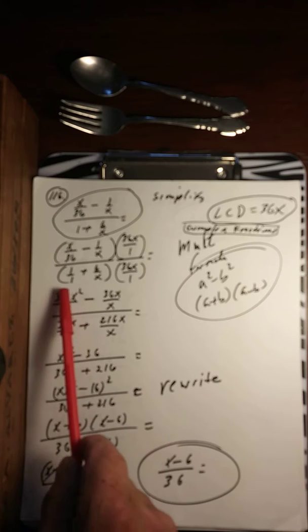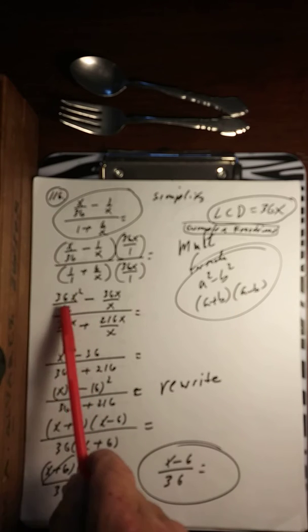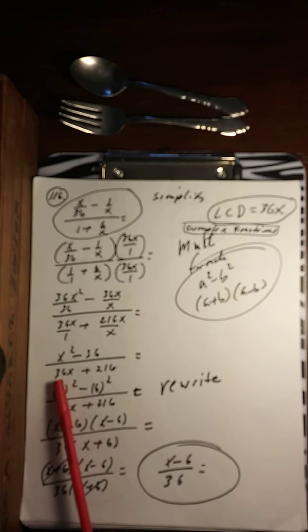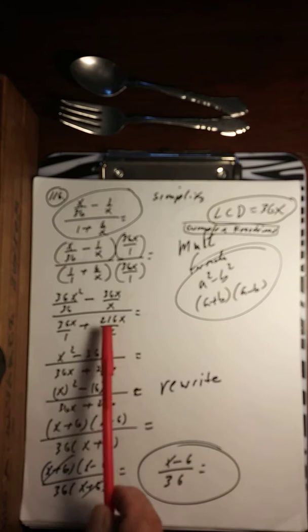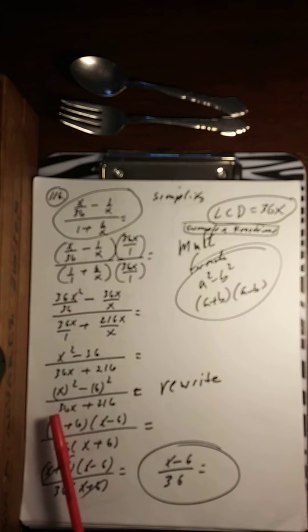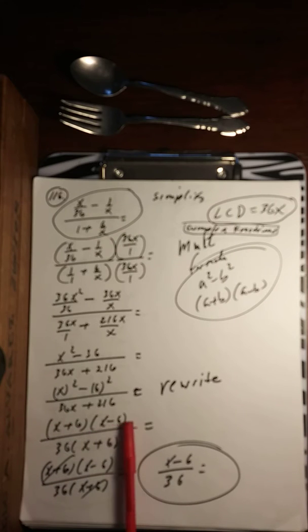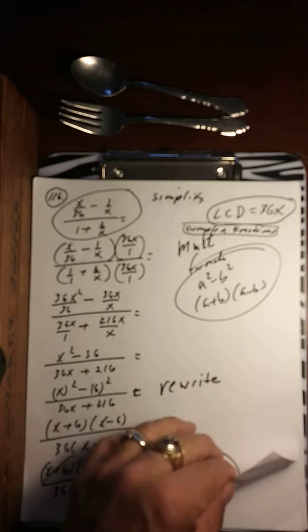Simplify this. Divide these out right here. So these cancel. You have x squared minus 36, 36x plus that. X squared minus 6 squared is that, a squared minus b squared again. So it's going to be x plus 6 times x minus 6 over 36 times x plus 6. There's something that matches. Yes. So this is gone, and you have x minus 6 over 36.